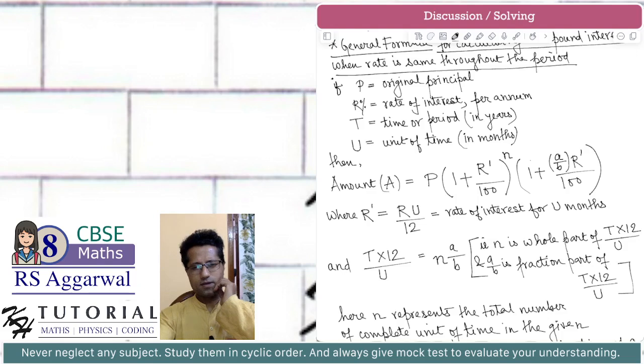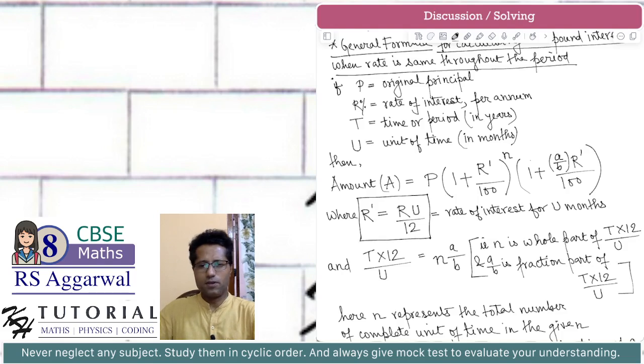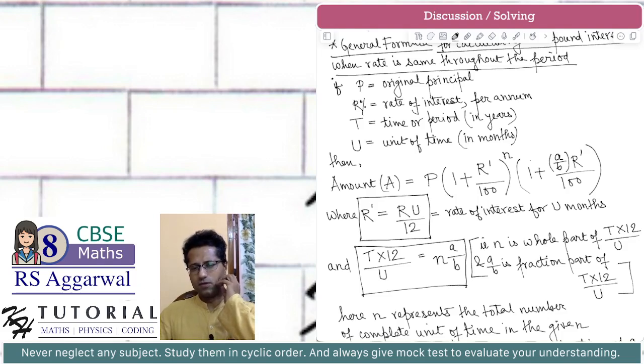I will quickly check whether everything is visible or not. Okay. So t multiplied by 12 divided by u, these two are very super important for you. You should never forget these two things. Otherwise, the whole computation will be wrong. One is the r dash, which is capital R by 12, and u is always in months. And the other is t multiplied by 12 divided by u.